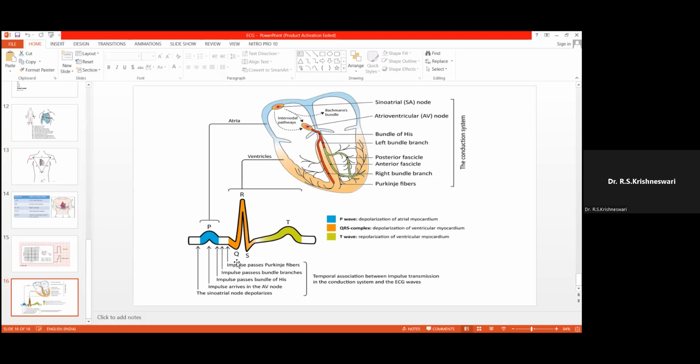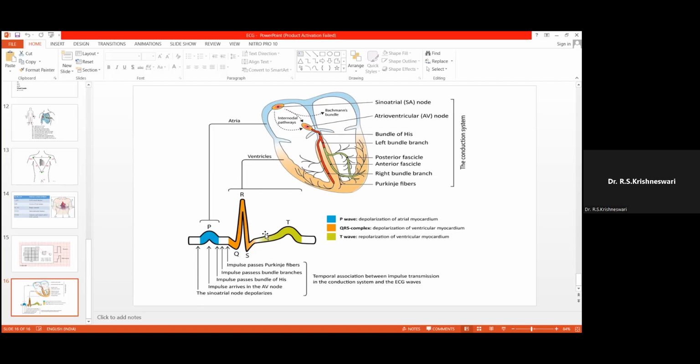Next, Q, R and S, we'll be calling this the QRS complex, because it represents ventricular depolarization. The ventricle is a big thing as far as the atria is concerned. The power of the ventricle is more. When compared with the right ventricle, the power of the left ventricle is more.